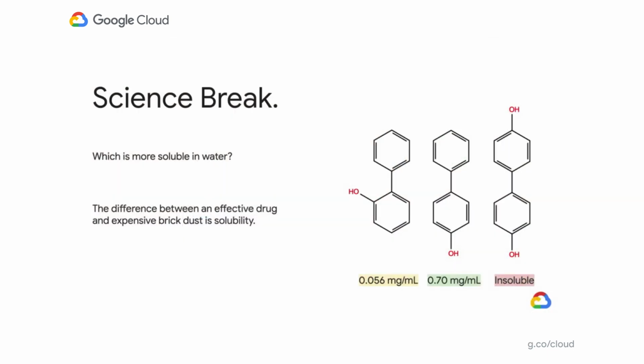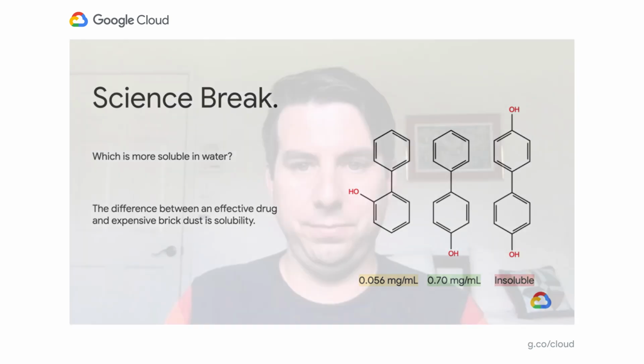So you might have guessed that I was going to give you a surprise. This compound in the middle is actually very, very soluble. You drop it in water and it comes apart, and you can very effectively deliver a drug with this type of solubility. So why? What's the difference here?